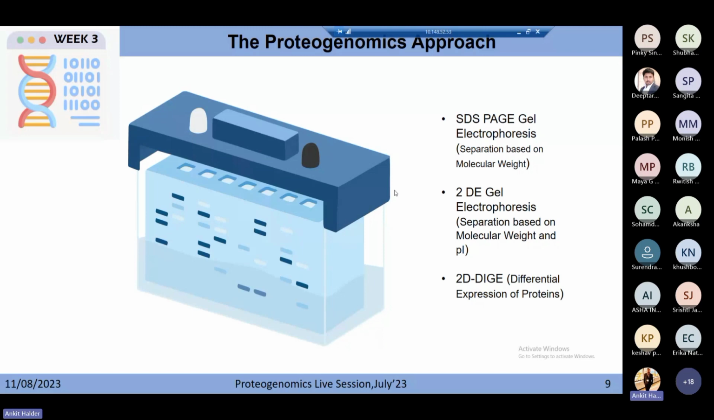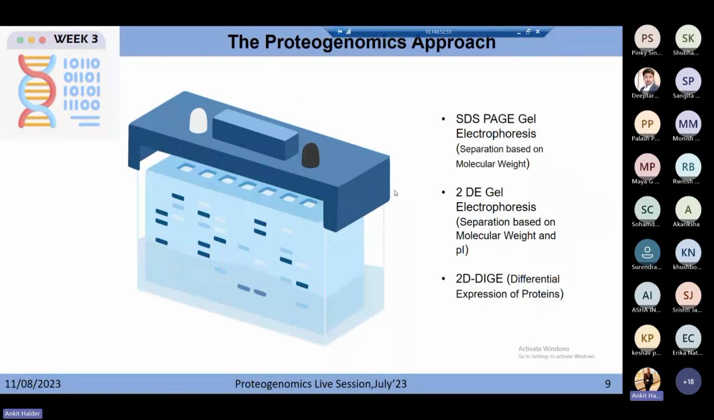So, in proteomics, before the mass spectrometry, we can roughly divide it into two ways. One is gel-based proteomics and the other is gel-free proteomics. Gel-free proteomics, as the name suggests, does not use gel, or the SDS-based gel that is generally used for separating proteins on the basis of their molecular weight. And the other is gel-based proteomics.